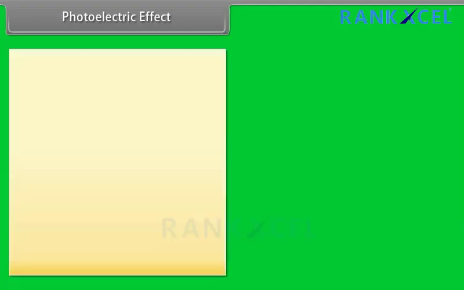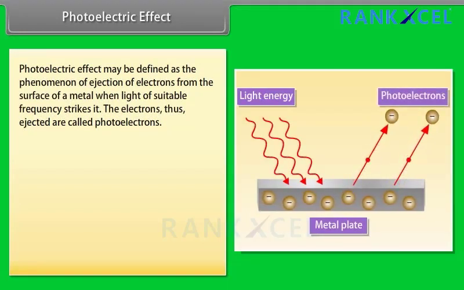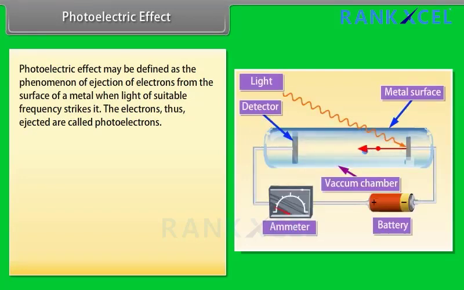Photoelectric effect. The photoelectric effect may be defined as the phenomenon of ejection of electrons from the surface of a metal when light of suitable frequency strikes it. The electrons thus ejected are called photoelectrons. When light of a particular frequency strikes the metal surface, electrons are ejected from the metal surface, which are detected by the detector.